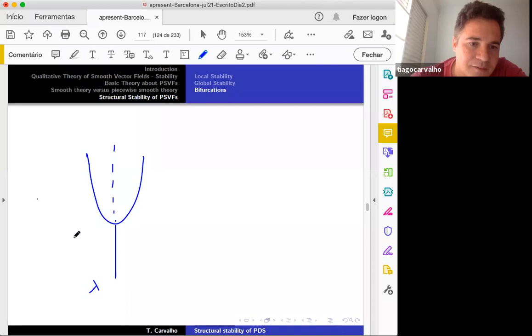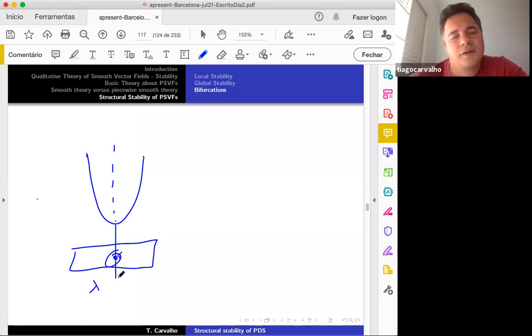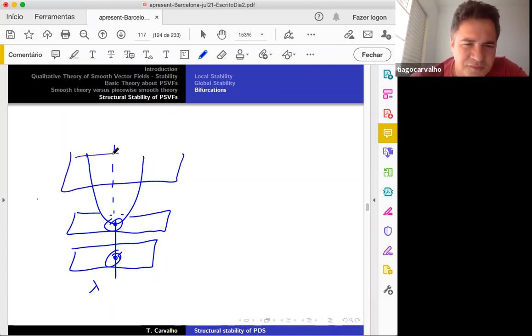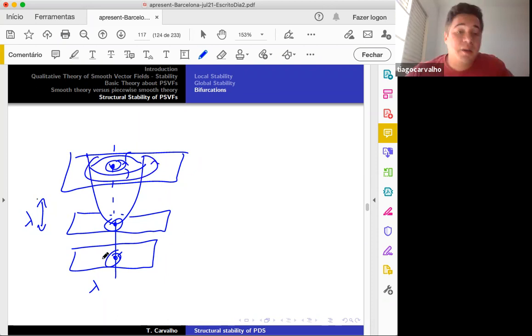Okay, if lambda is negative, we have an attractive focus. If lambda is zero, we have a weak focus, attractive. And if lambda is positive, here's the lambda parameter, okay? And if lambda is positive, we have here a repulsive limit cycle, okay? This is the bifurcation diagram of this bifurcation.